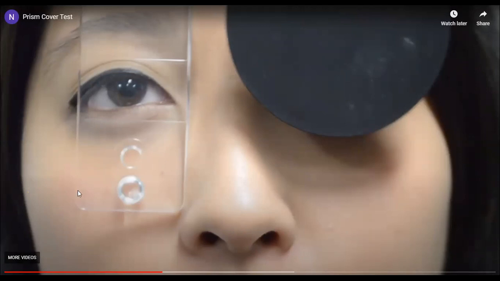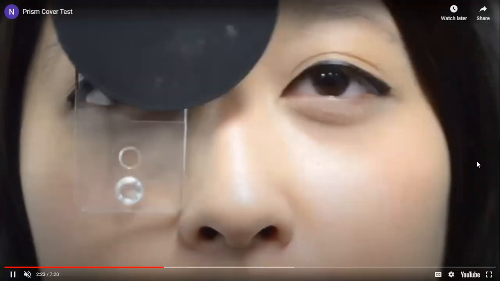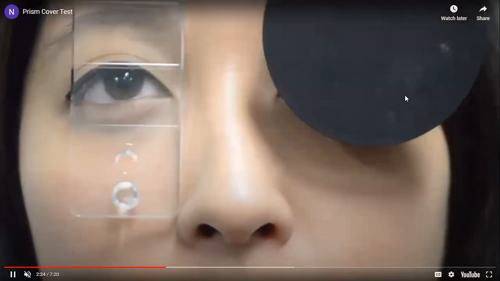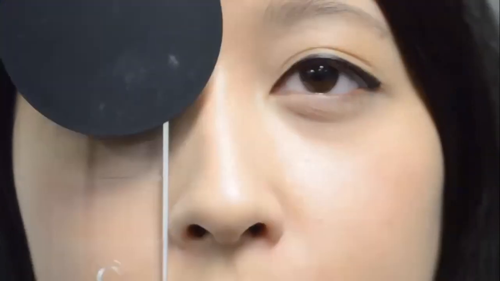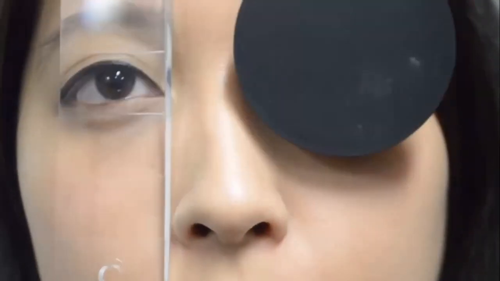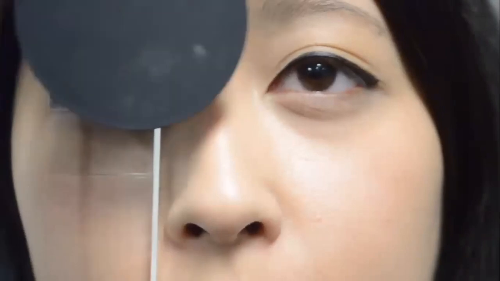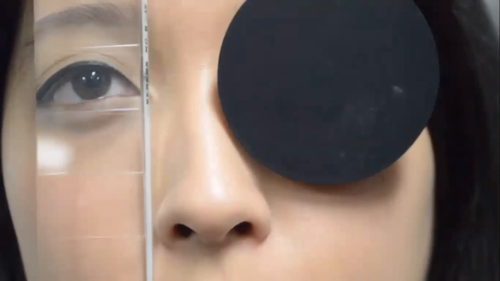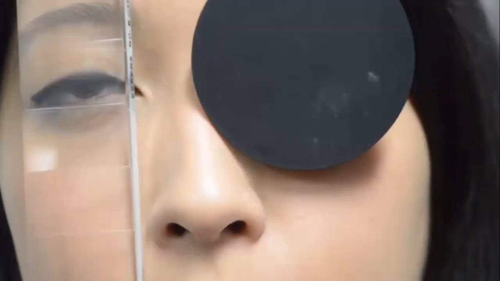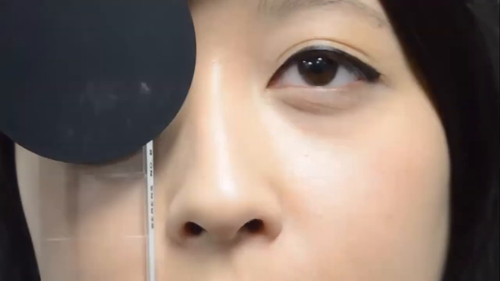So let's see the video and let's see what happens. As she removes the cover, she's performing an alternating cover test. So the right eye, you can see that the left eye is always focusing and the right eye has recovery movement, still recovery movement. अभी भी हुई है, अभी थोड़ी कम हो गई है लेकिन हुई है, हो रही है अभी भी.